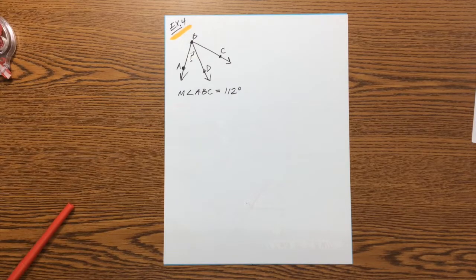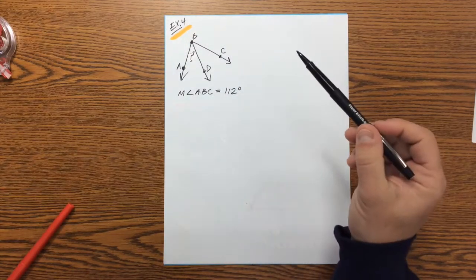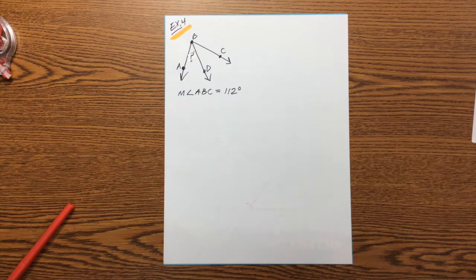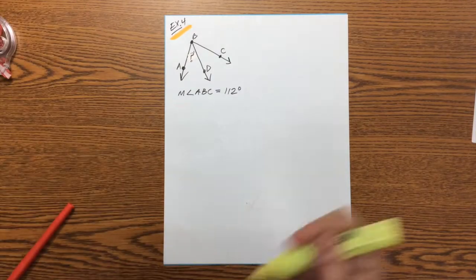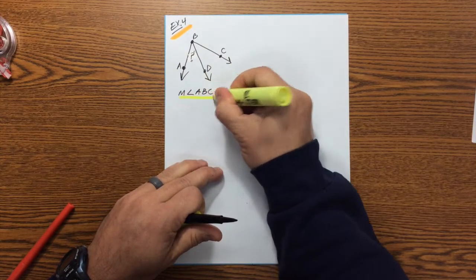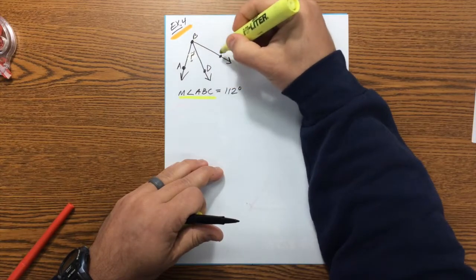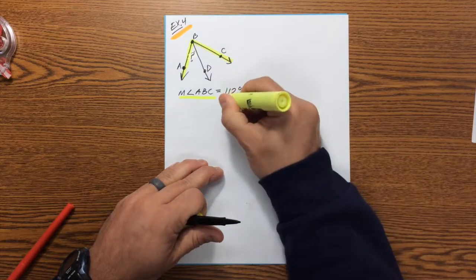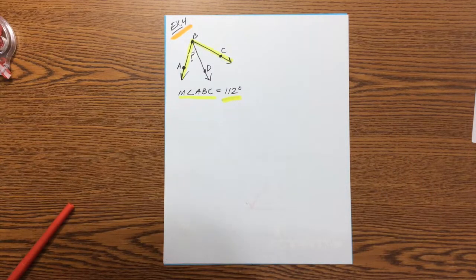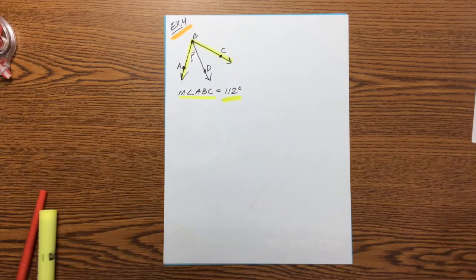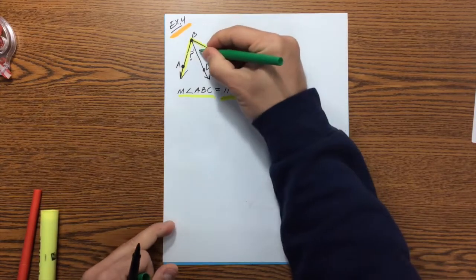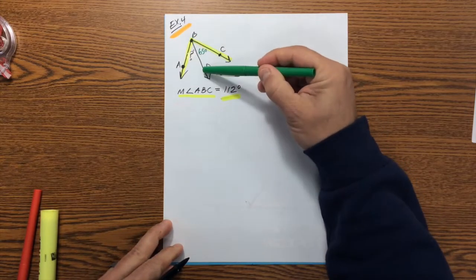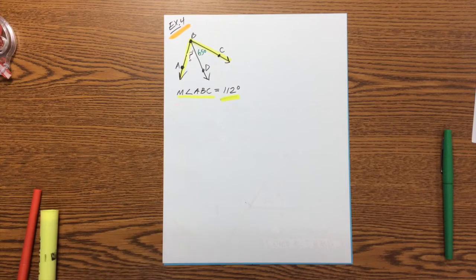Well, what do we know about this so far? Do we know anything here? We do know that the measure, and I'm going to use a highlighter to make this very easy to see, we know that this angle here, the measure of angle ABC, the whole thing measures this. And there's one more thing we know that I forgot to put in. We know that the measure of angle CBD is 65 degrees.